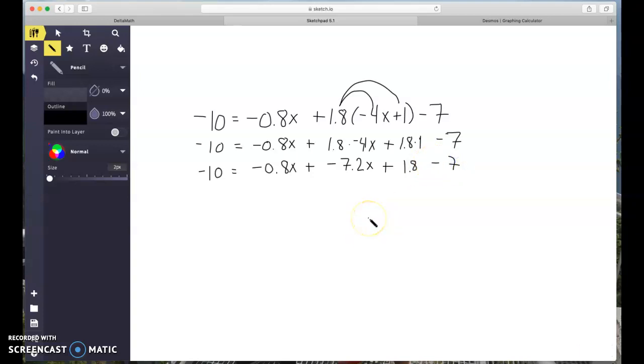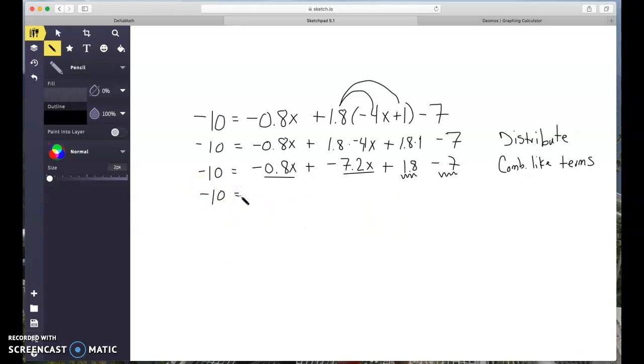So now the next thing I want to do is go through and combine my like terms. So first thing I did was distribute. Now I'm going to combine like terms. Okay, so let's see here. I've got a negative 0.8x, and I've got a negative 7.2x, and I've got this 1.8 and this minus 7. So it's really nice. I don't even have to use the commutative property of addition here because my like terms are already sort of next to each other, right?